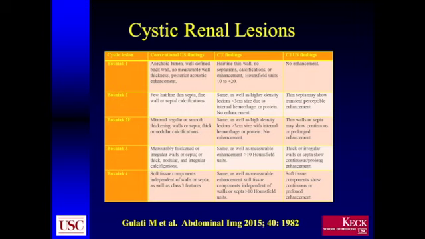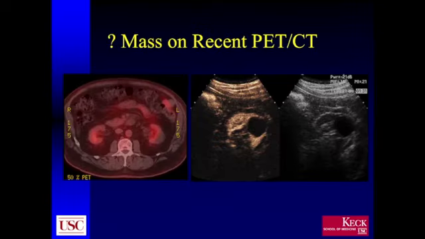2, 3, 2F, and 3, of course, lie within the middle. And as you go up in the number on the Bosniak scale, the expected percentage of cancer obviously rises. Here is a patient in whom there was a photopenic area on a recent PET CT scan. This patient has a history of lung cancer.